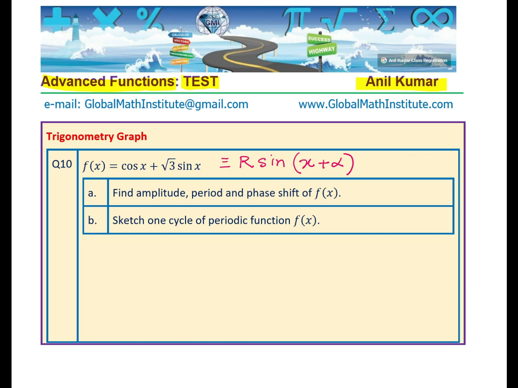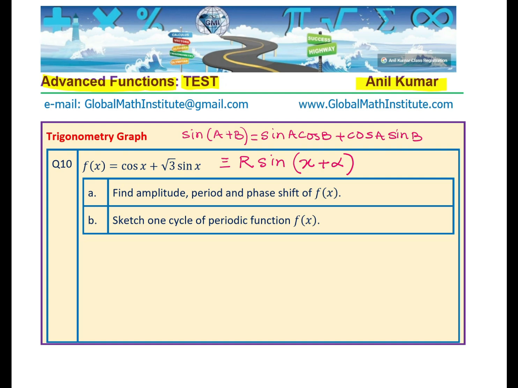Now, the expression given to you is cos x plus square root 3 sine x. If you remember, sine of a plus b is what? Sine of a plus b is sine a cos b plus cos a sine b. So, you could rewrite the given expression in the form sine a cos b plus cos a sine b, right? So, how do we get this value, right?